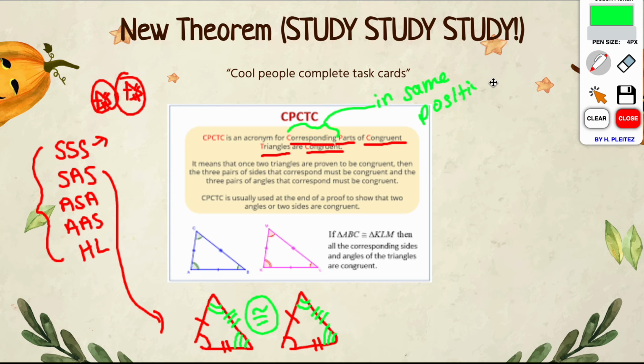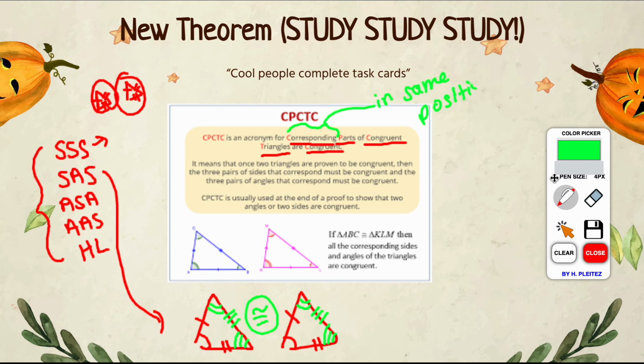Now, there are some tricks that we're going to go over in this video that are going to help us, because when triangles are drawn like this, it's easy to see the pieces that are in the same position as one another. But in more complex examples, we're going to teach you some tips and tricks on how to identify the corresponding pieces. So again, with CPCTC, you first need to prove that your triangles are congruent, and then you can make some other conclusions about all of the other corresponding sides and angles.